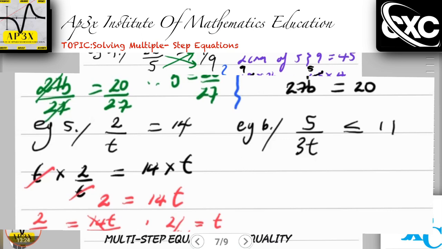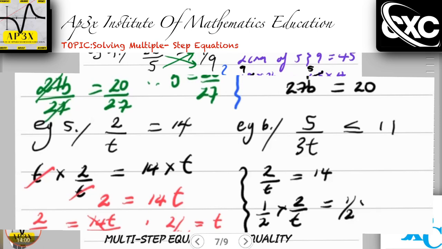Now, of course, there's always an alternative route around this, and this is when you really have an understanding of what you're doing. Okay, so the same question here we have is 2 over t is equal to, say here, 14. What you can do is multiply by the reciprocal of what is at the top. So since the number at the top is 2, I can multiply both sides by the reciprocal of 2, which is a half. So I can say a half multiplied by 2 over t, and that's going to be equal to a half multiplied by 14.